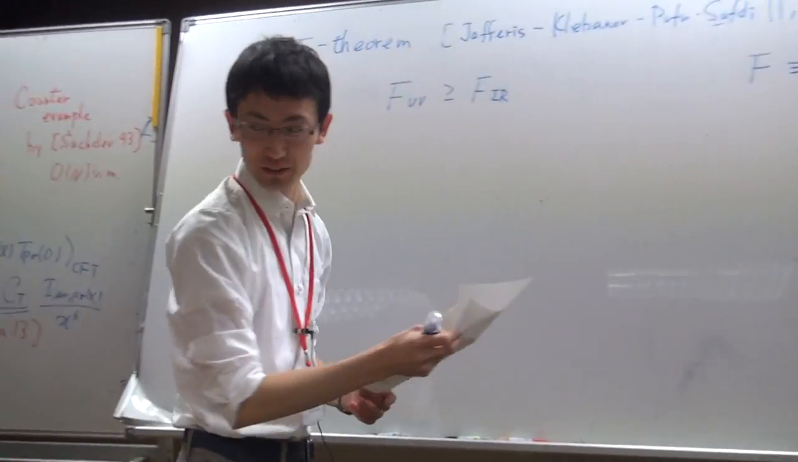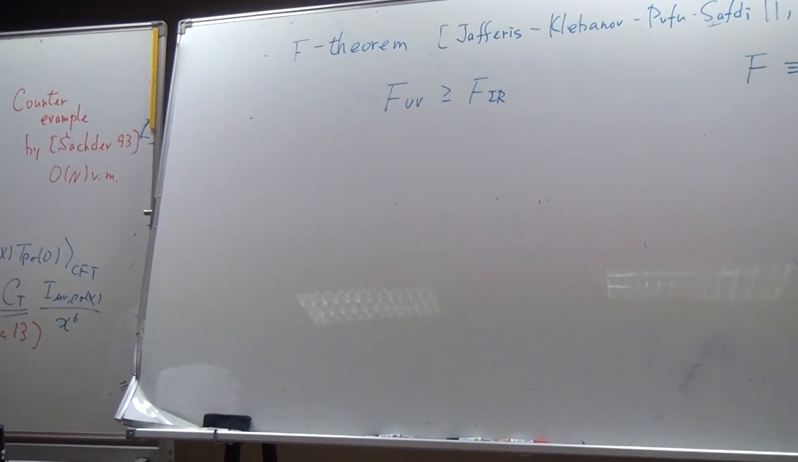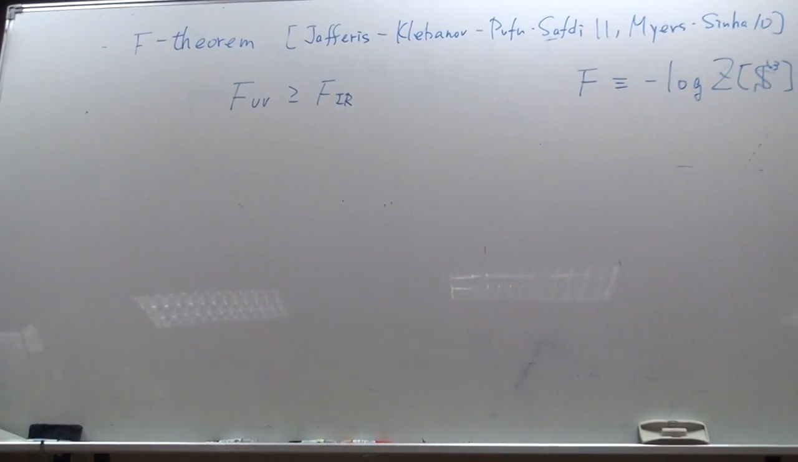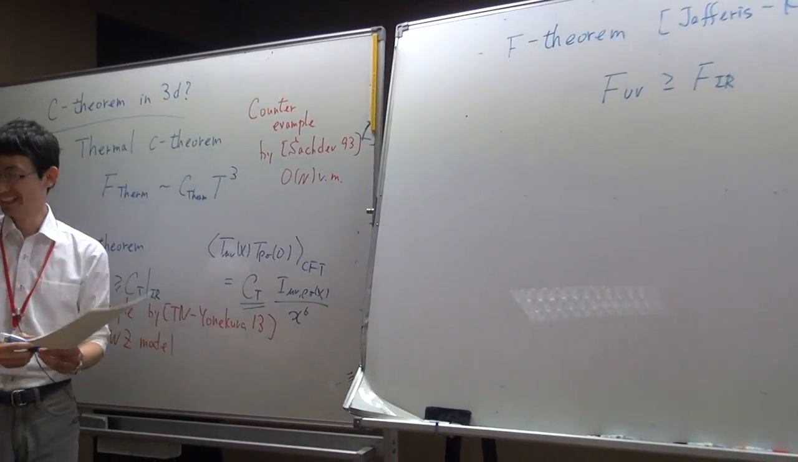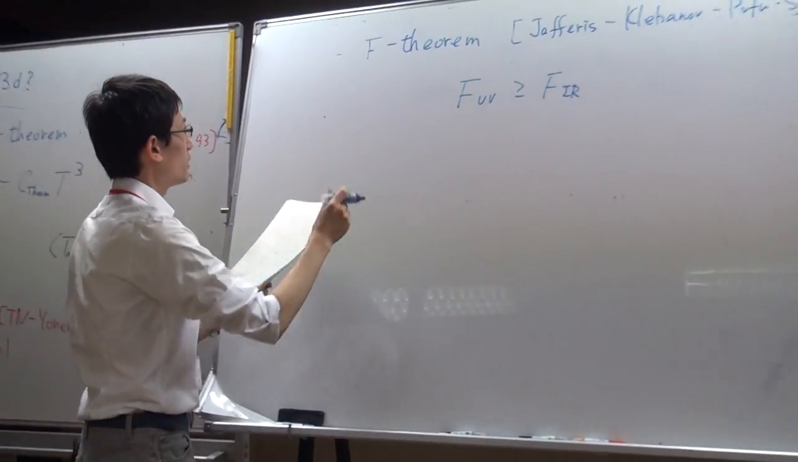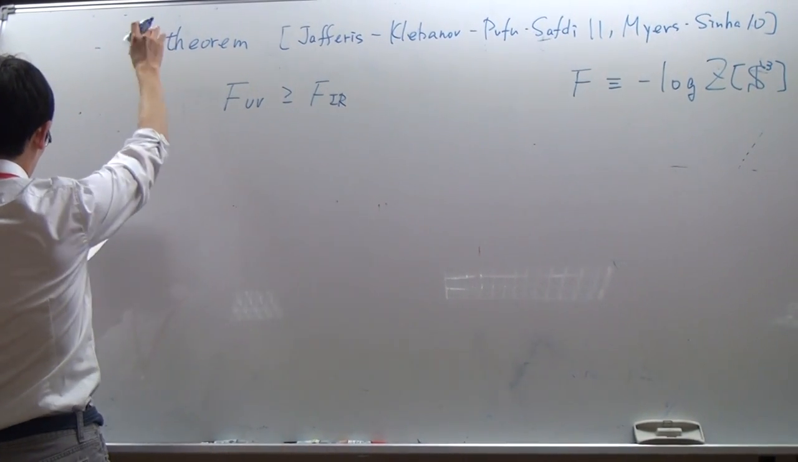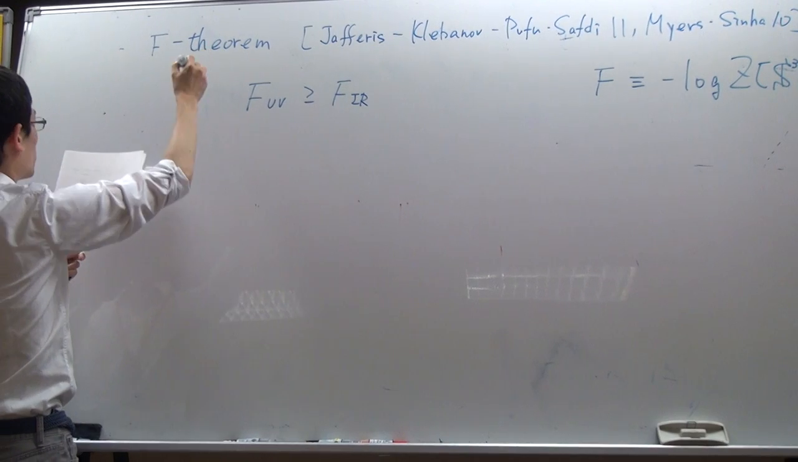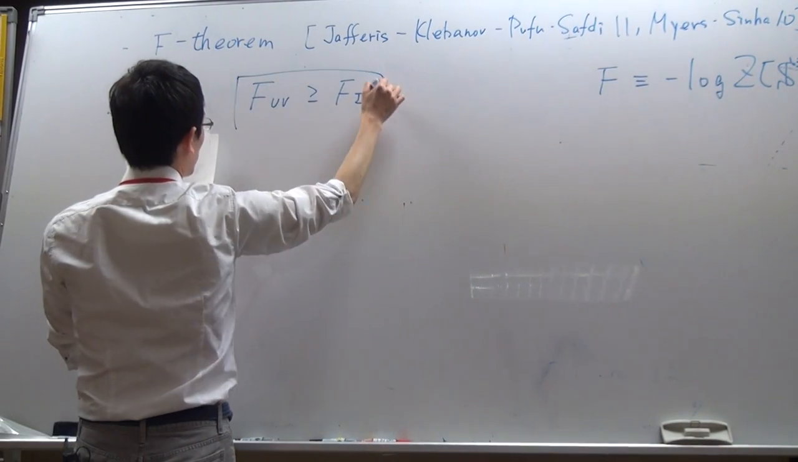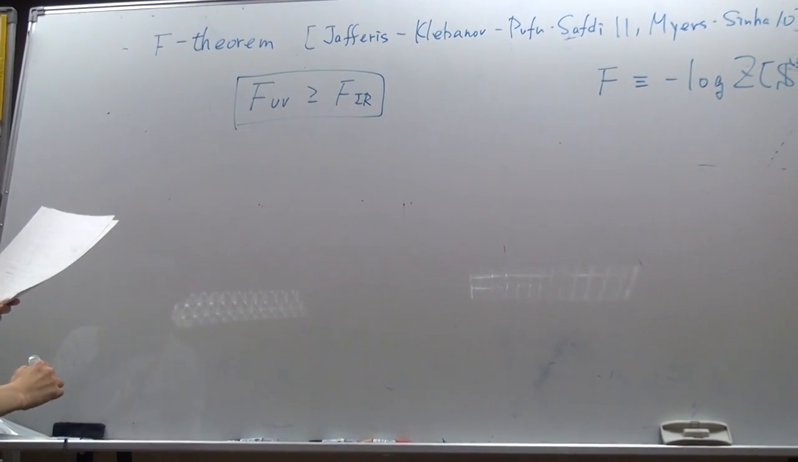Okay, so now I'd like to focus on the third conjecture. Has this been proven yet, the third one? Yeah, I'm going to prove it. Oh, okay, all right, sorry. Okay, so now I'm going to focus on the third one, the F theorem in 3 dimensions. So this is the conjecture: F_UV is greater than F_IR.